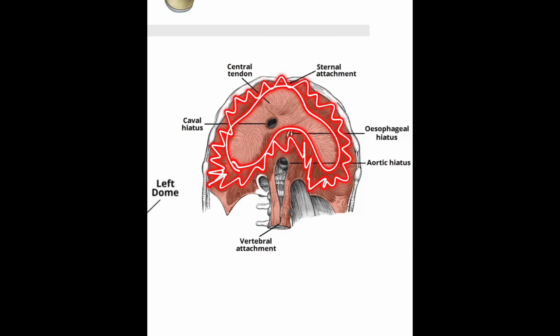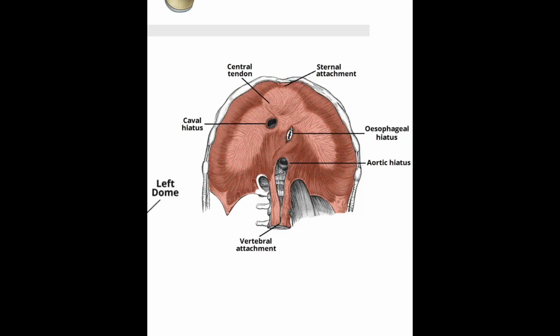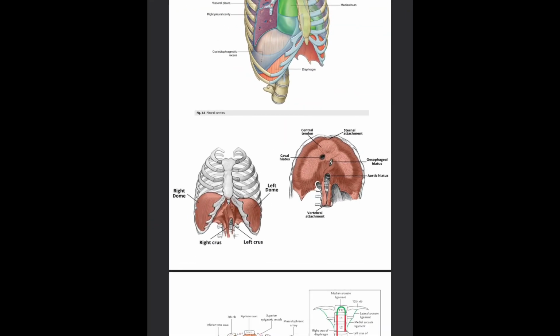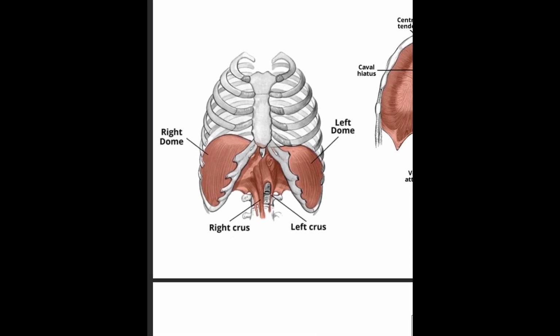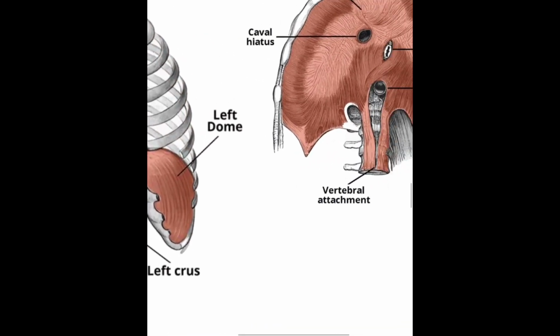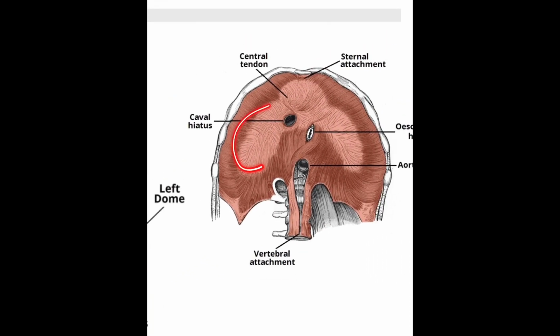So next let's discuss the surfaces and relations. The superior surface of the diaphragm projects on either side as a dome shape into the thoracic cavity. The depressed area between the two domes is called the central tendon. This one, the central depressed area.